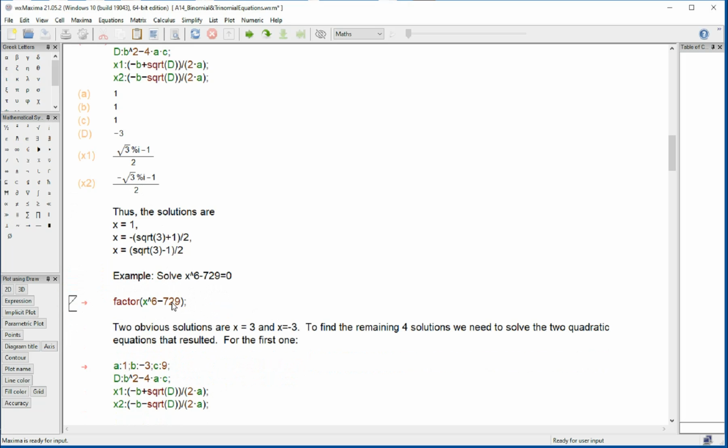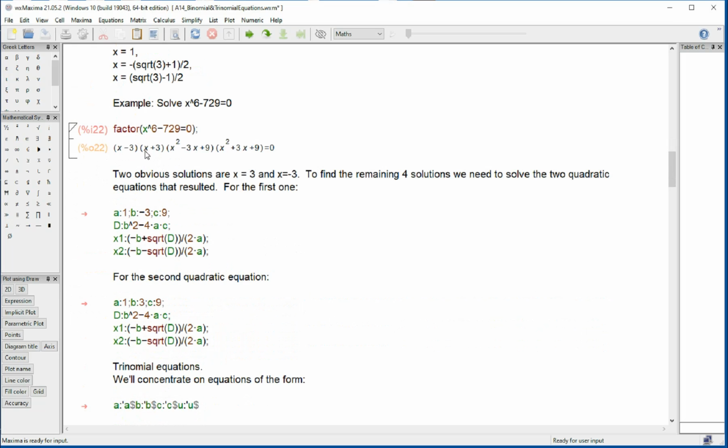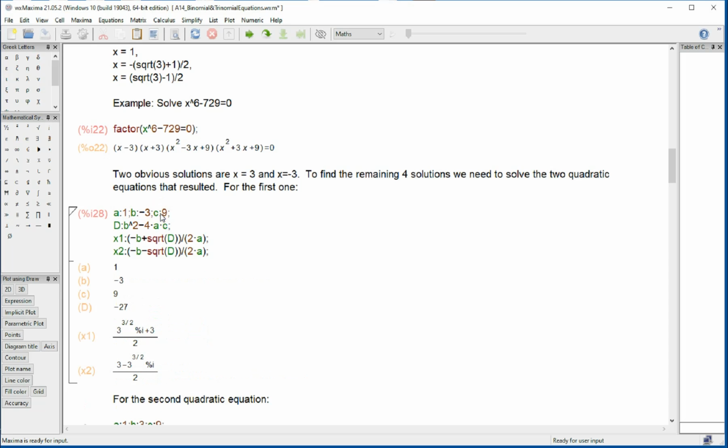How about this one? X cubed minus 729 equals 0. I forgot the equal 0 here, but we can put it now. And it says, okay, you have 4 factors. 2 of them are linear, so that gives me x equal 3 and x equal minus 3 immediately as roots. And then you have 2 quadratic equations. The first quadratic equation has these values for a, b, and c. And I'm going to use that to calculate my roots, and the roots are these values.